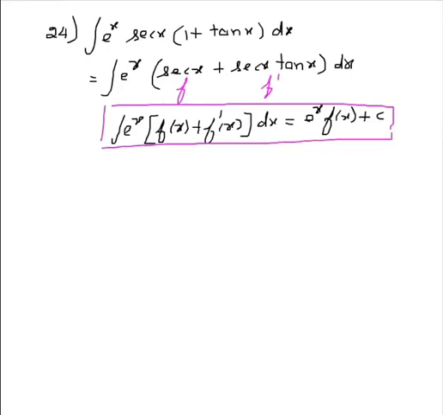So directly you can apply the formula when the coefficient of x is 1 in the e function. Otherwise the answer won't be e power x f of x if there is a coefficient. The answer is equal to e power x f of x, where f of x is secant x, and plus c. So the correct option is B.